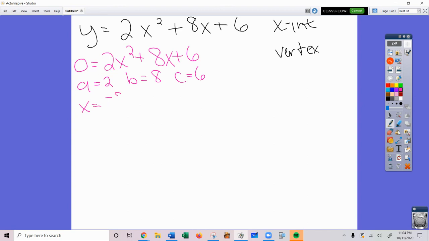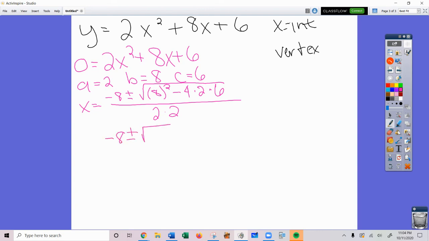x equals -b, which is -8, plus or minus the square root of what? Okay, so we should have picked 8 squared next, minus 4 times a, which is 2, times c, which is 6, all over 2 times 2. Our next step is to put in whatever we have underneath the square root into the calculator. Okay, so plug this into your calculator and tell me what you get. We should have got 16. Now we have -8 plus or minus the square root of 16 all over 4.